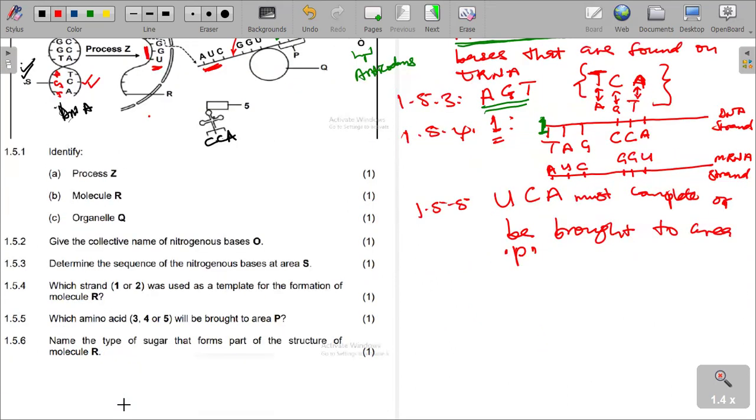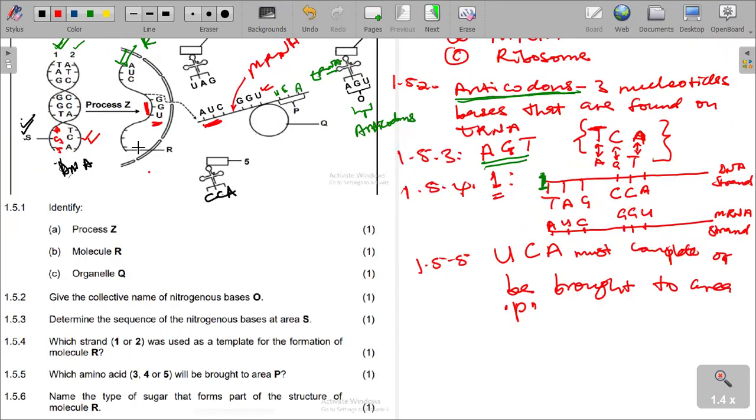Thank you. So question 1.5.6. Name the type of sugar that forms part of the structure of molecule R. Molecule R is this one. The sugar that forms that one is what? The question wants you to say what is the sugar that forms mRNA or RNA. The sugar for RNA is called ribose sugar.